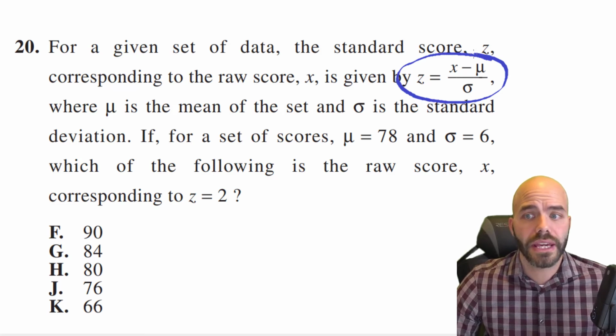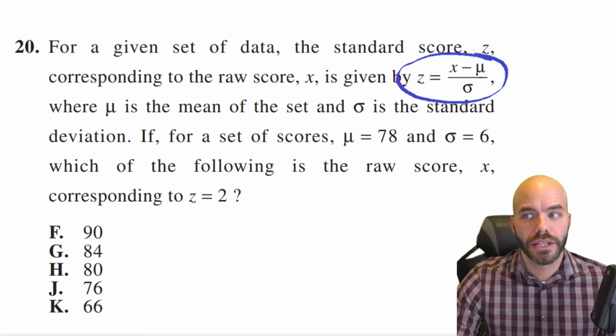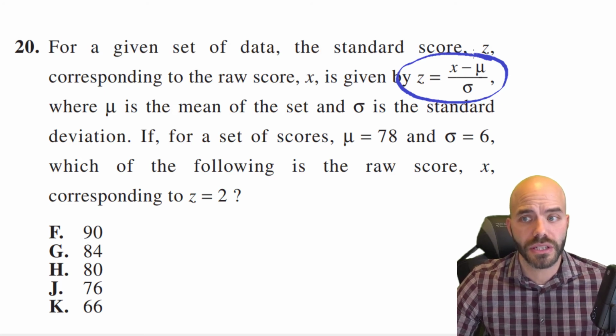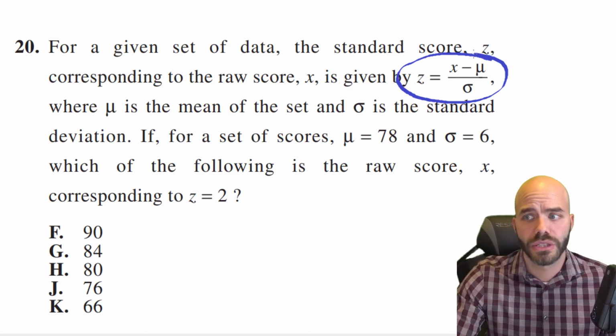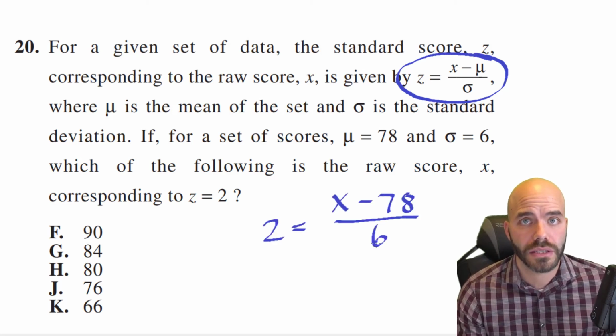All right. If for a set of scores mu is 78, sigma is 6, which of the following is the raw score X corresponding to Z equals 2? So there's 4 variables in this formula. They give us 3 and ask for the 4th. So let's plug everything in very carefully. Now we just want to solve for X.